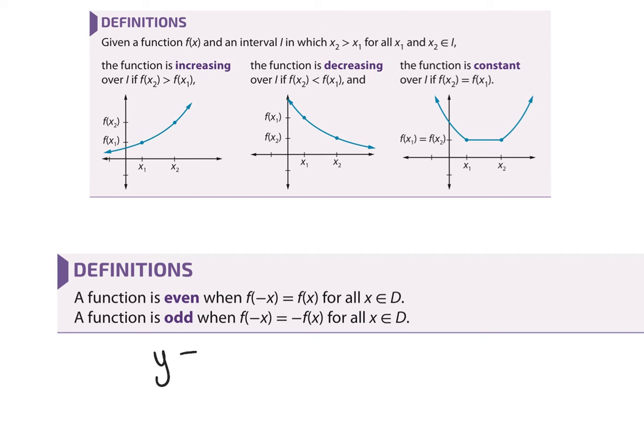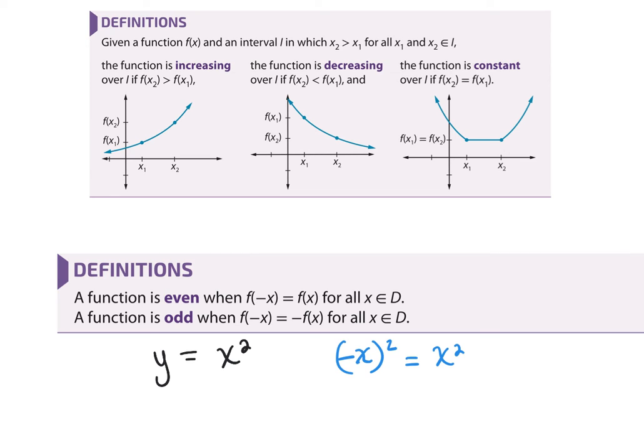If I have y equals x squared, if I plug in a negative x for x squared, what does that equal? X squared. It didn't change my function. Right? Does everybody see that?